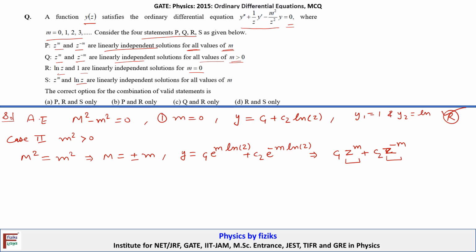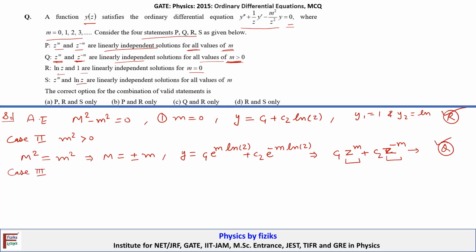That means this m is positive, which corresponds to the statement Q. This Q statement says that z to the power m and z to the power minus m are the linearly independent solutions for all values of m but positive. From here we conclude that this Q statement is the correct statement. Now we are looking at case 3.